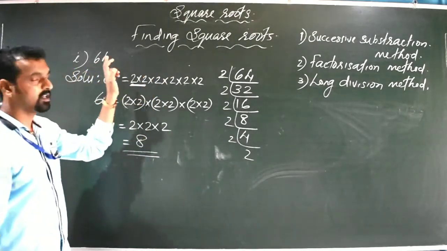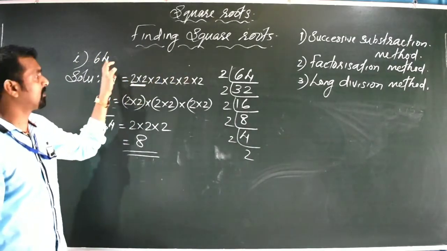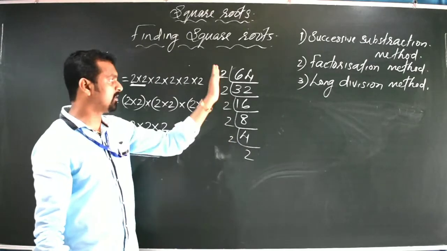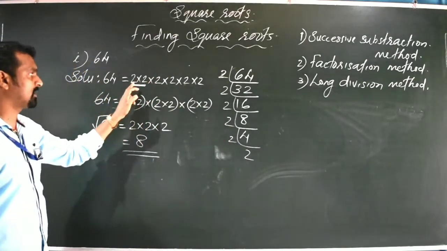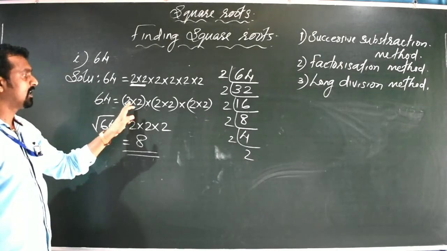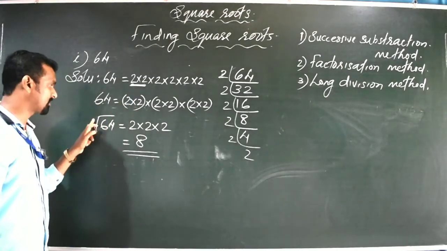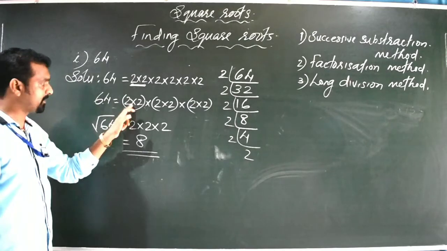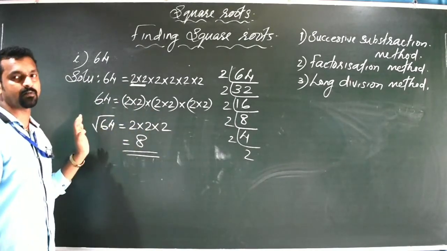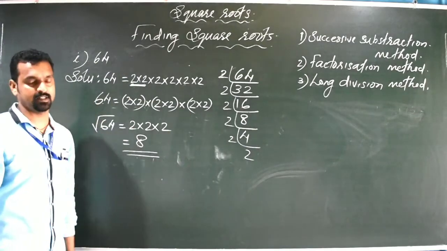To find the square root of a number by factorization, first you factorize the number. Then you write all the factors. After that, make pairs of equal factors. Then, to get the square root of that number, from each pair we take out one factor and multiply them. That is the square root of that number. That is the factorization method.